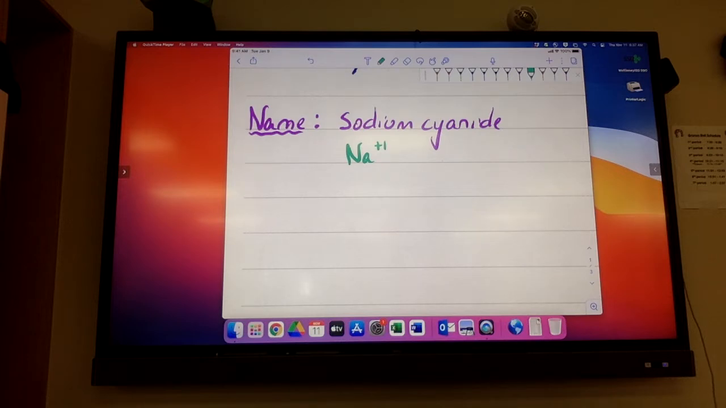Okay, so cyanide is on the back, right? It is capital C, capital N, with a -1. And so you're just going to solve this the same way you've been doing. You just need one of each of these, right? You don't need to multiply anything by anything, right? So you just put it together. It is Na, capital N, lowercase a, capital C, capital N. Sodium cyanide. Pretty simple, yeah?